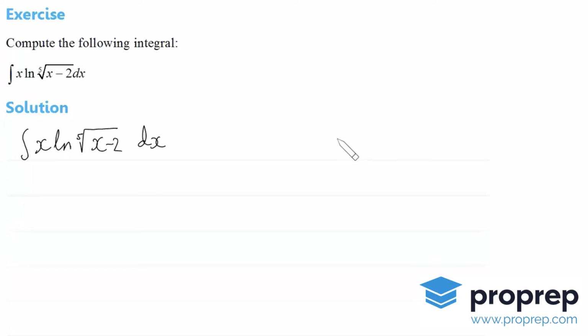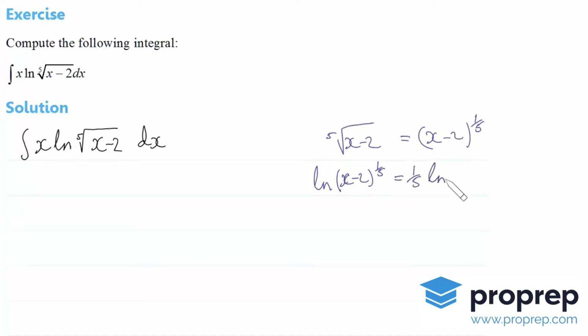For one thing, the fifth root of something, in this case x minus 2, is simply that thing to the power of a fifth. So we have x minus 2 to the power of a fifth. And then we have a natural logarithm. The natural logarithm of an exponent, and we've already done this kind of thing before, of x minus 2 to the power of 1/5. We just take the 1/5 in front of the logarithm, and it's 1/5 the logarithm of x minus 2.